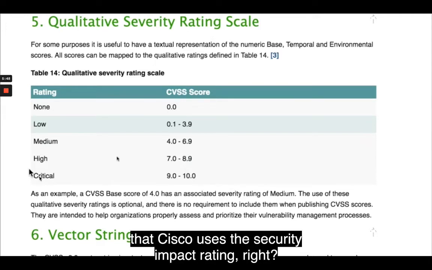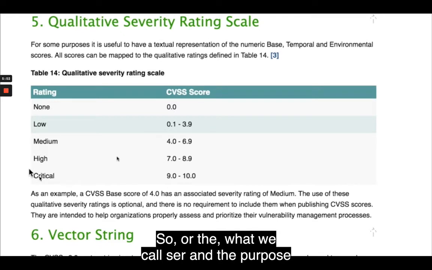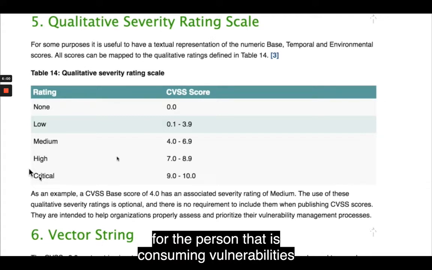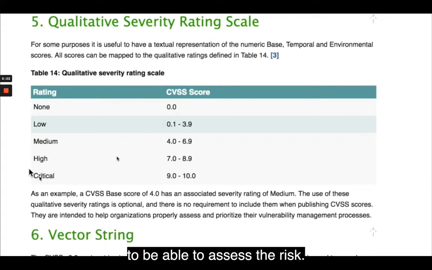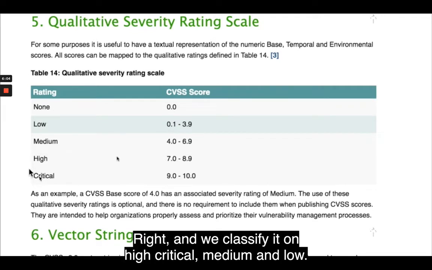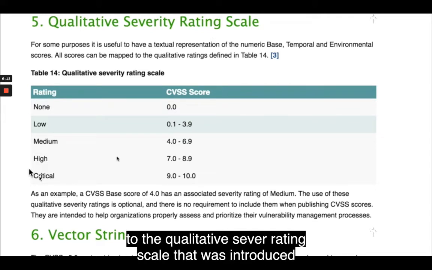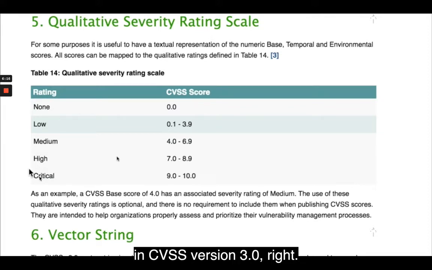I briefly mentioned that Cisco uses the security impact rating, or what we call SIR. The purpose of that scoring is to make it easier for the person consuming the vulnerabilities to assess the risk. We classify it as critical, high, medium, and low. It's fairly similar to the qualitative severity rating scale that was introduced in CVSS version 3.0.